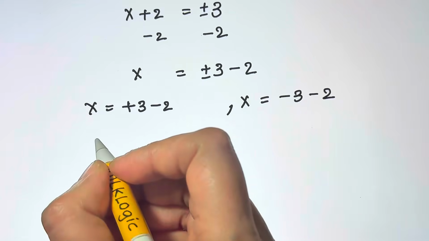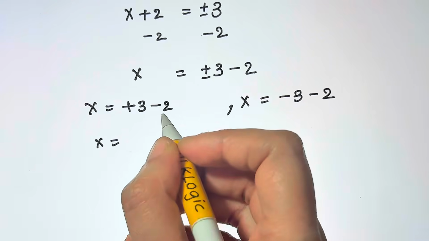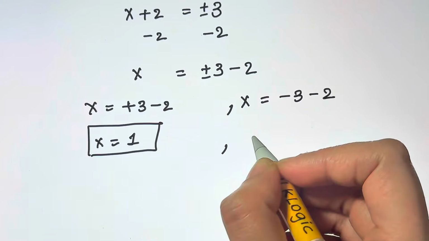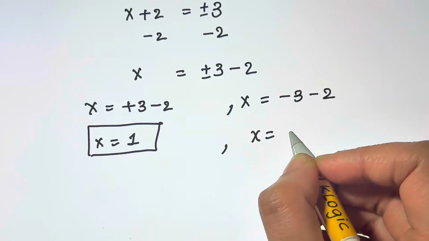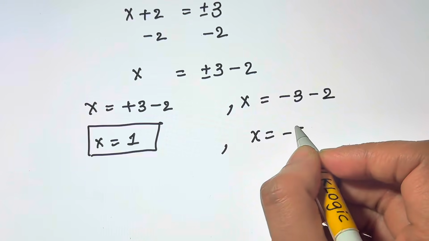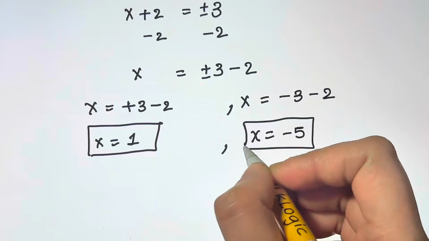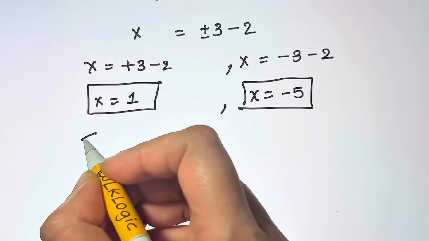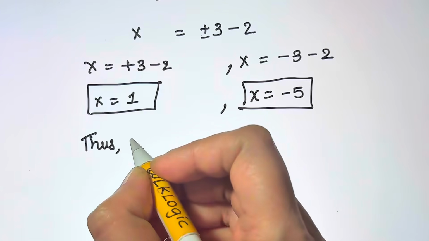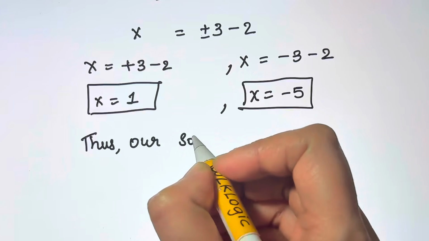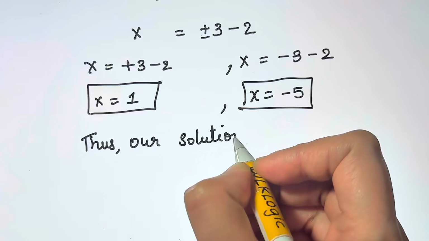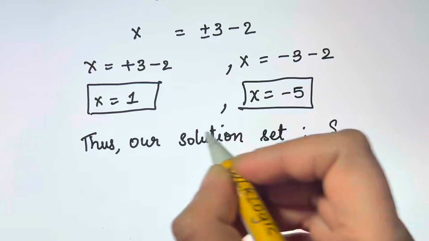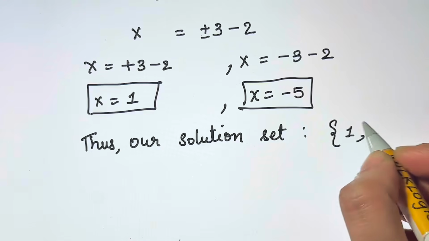Okay, so the first solution is x is equal to 3 minus 2, that is 1. This is your first solution. And the second solution is x is equal to minus 3 minus 2, which is minus 5. So you have two solutions. If you want to write it differently, you can write it like this. Thus our solution set, whatever solutions you got, you can write it as 1 comma minus 5.